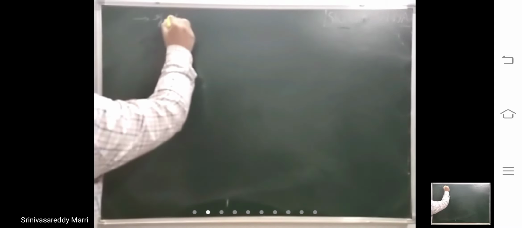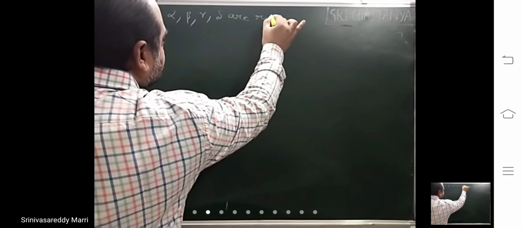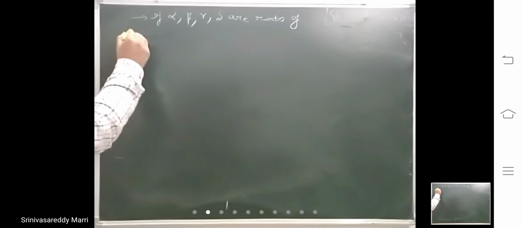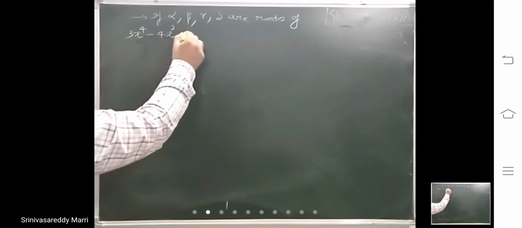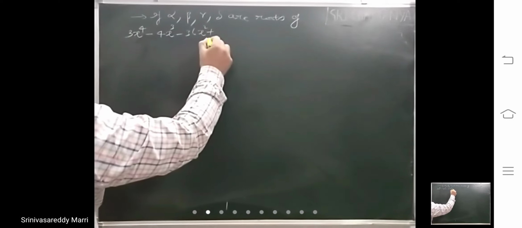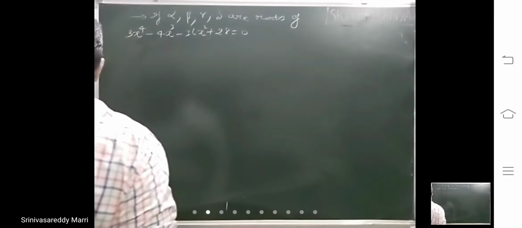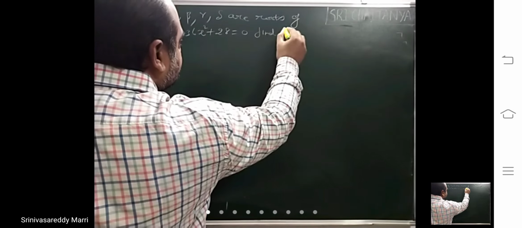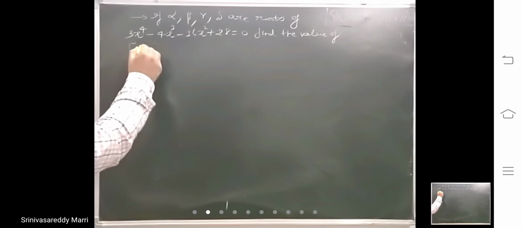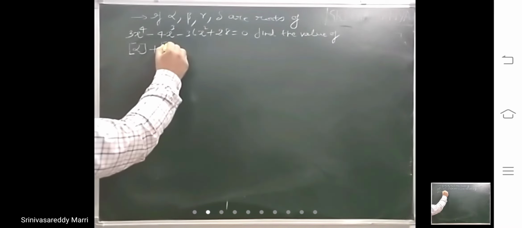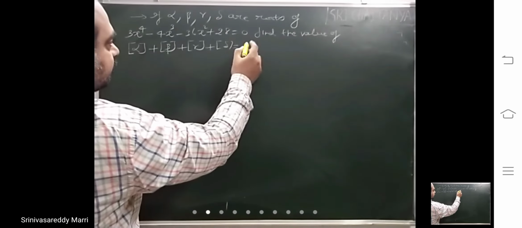If alpha, beta, gamma, delta are roots of 3x power 4 minus 4x cube minus 36x square plus 28 equal to 0, find the value of the sum of alpha plus beta plus gamma plus delta step values. Look at this problem. Equal to dash.